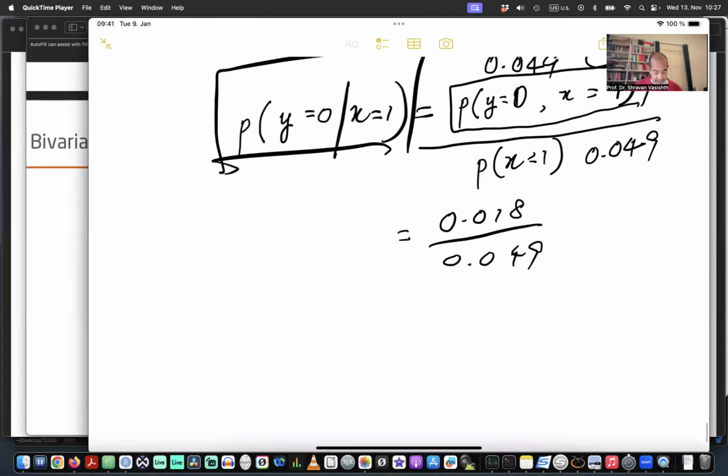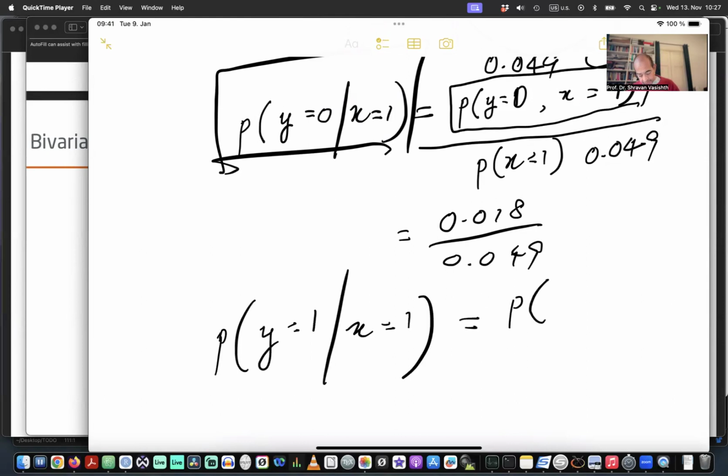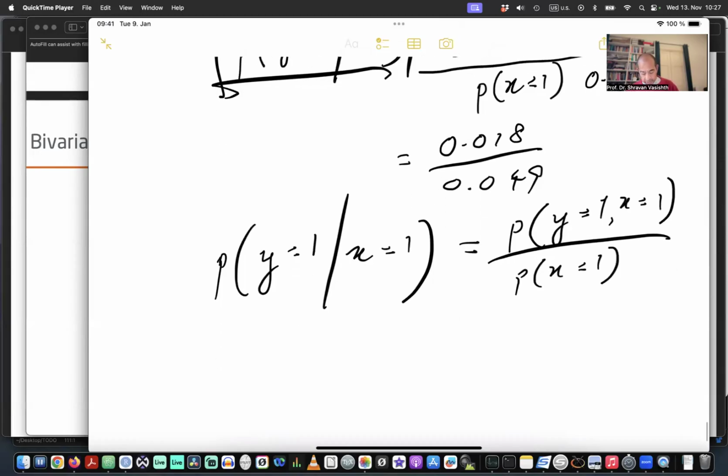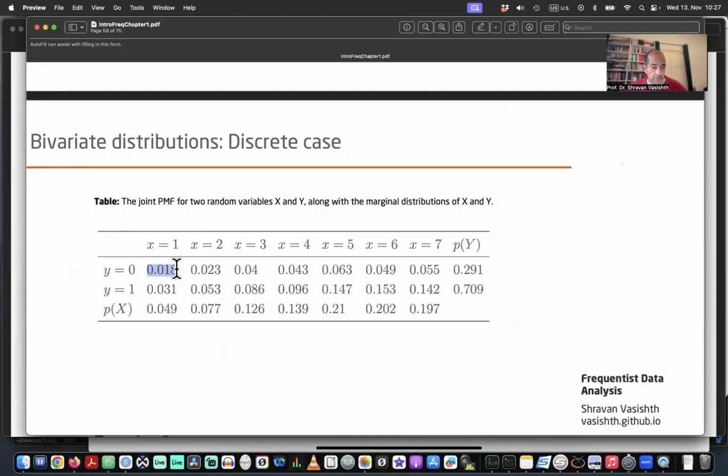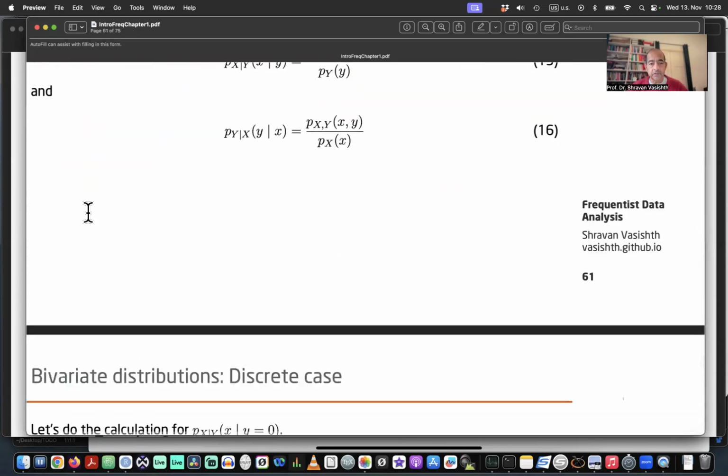Similarly, I can now ask, what's the probability of y being equal to 1 given that x is equal to 1? So again, I compute y equal to 1, x equal to 1 divided by the probability of x equal to 1, which I can look up. I can look up this numerator in the joint probability mass function. For y equal to 1, x equal to 1 it is 0.031, divided by, again, 0.049. And so then I get the probabilities of y equal to 0 and y equal to 1 given that x is equal to 1. So that's how the conditional probability is calculated.